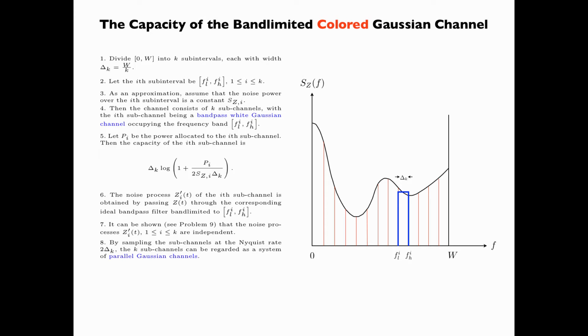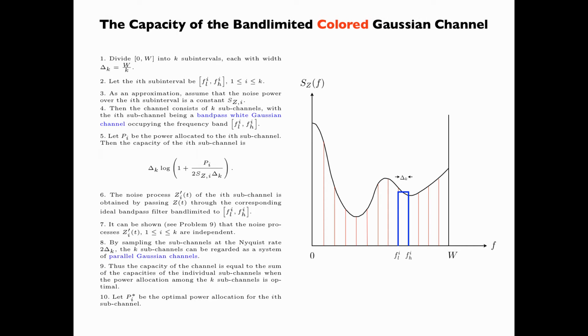By sampling the subchannels at the Nyquist rate 2Δk, where Δk is the bandwidth of each subchannel, the k subchannels can be regarded as a system of parallel Gaussian channels. Thus, the capacity of the channel is equal to the sum of the capacities of the individual subchannels when the power allocation among the k subchannels is optimal. Let Pi* be the optimal power allocation for the ith subchannel.